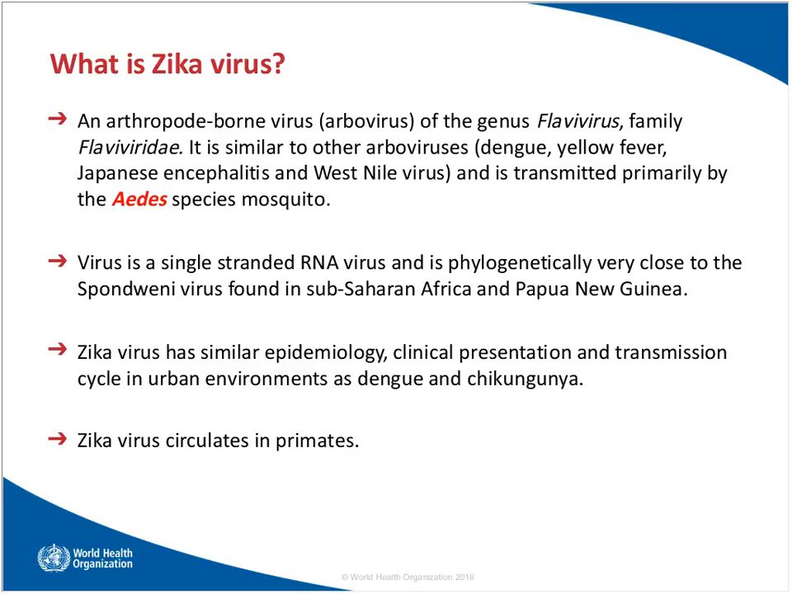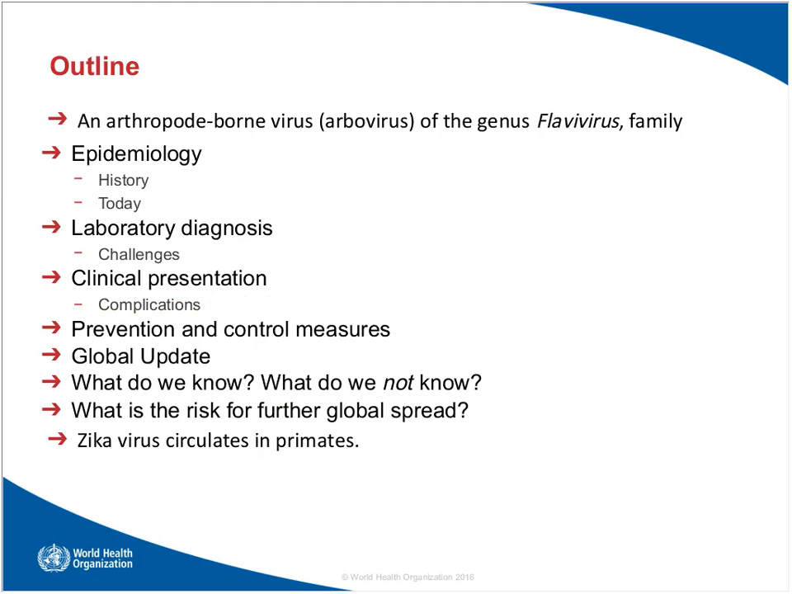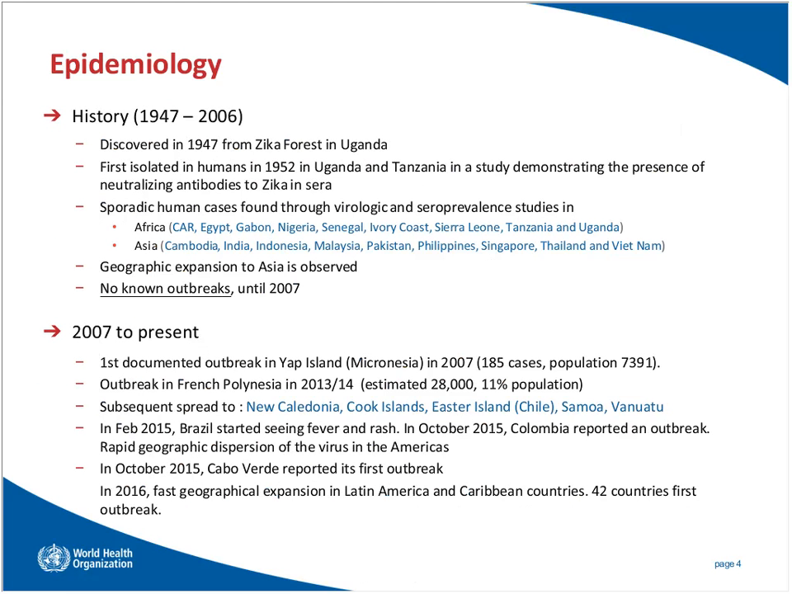Now, why is it called Zika? It was first isolated in Uganda in the Zika forest in 1947, and hence it's called Zika virus. It was discovered during a yellow fever routine surveillance project that was funded at the time by the Rockefeller Foundation. A few years later, it was isolated in humans in 1952 in Uganda and Tanzania, and later it was also isolated in Nigeria.